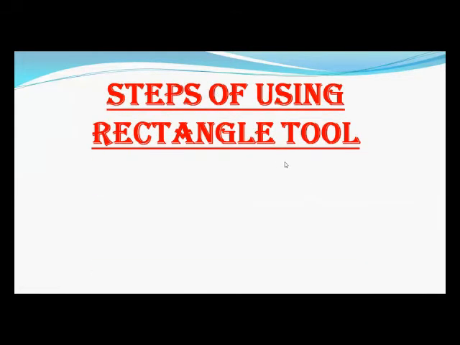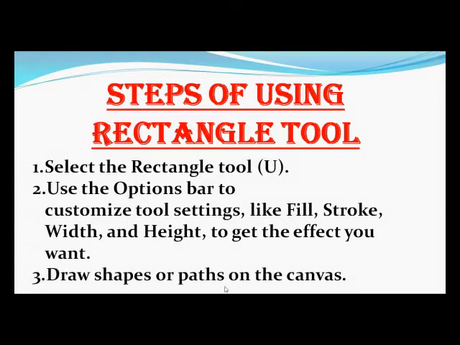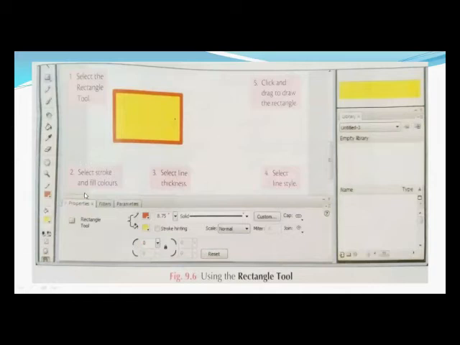Now, steps of using the rectangle tool. Select the rectangle tool. Use the options bar to customize tool settings like fill, stroke, width, height to get the effects you want. And then draw a shape or path on the canvas, on the stage. Now this is the use of the rectangle tool. Step number 1. First of all, you will select the rectangle tool from the tool panel, and it is located here. Select the rectangle tool.